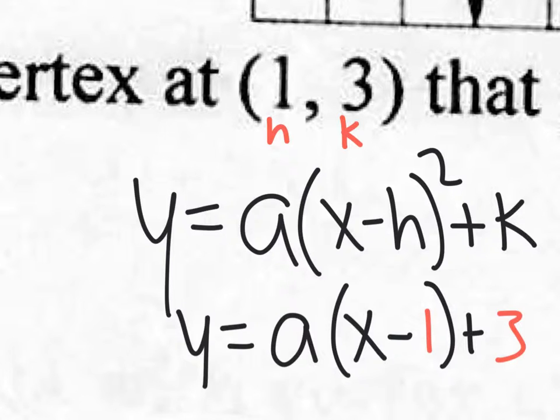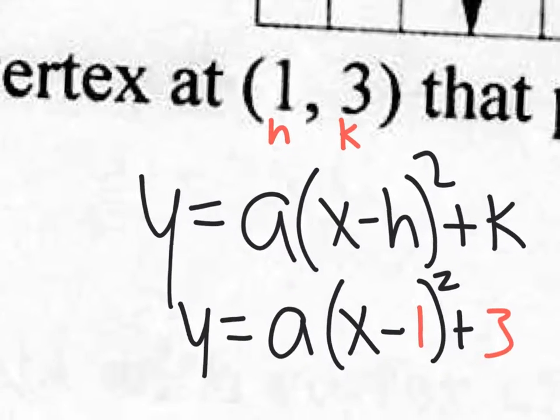What was that? Square. Oh yeah, squared. I'm really sorry, I forgot about the square. Thank you very much. That's vertex form. The only thing that it's missing is A, right?